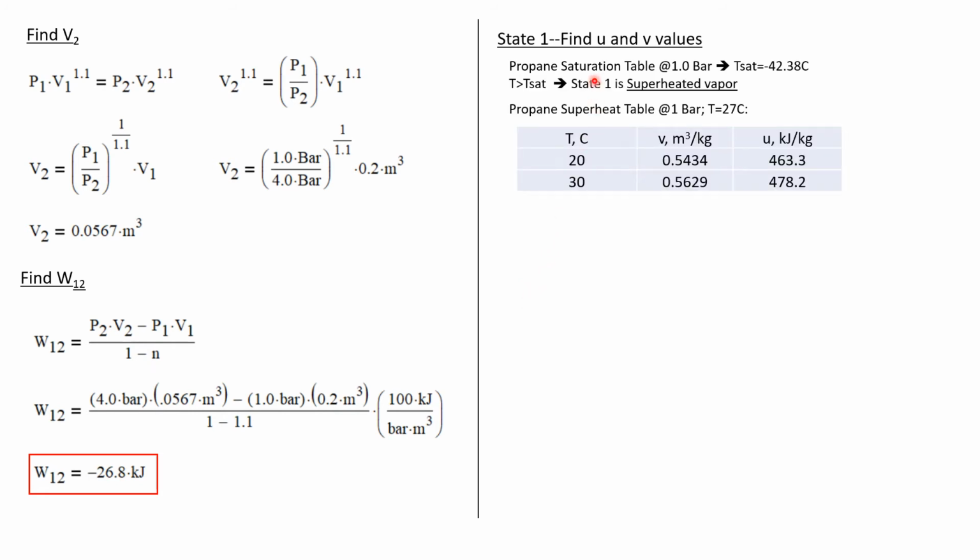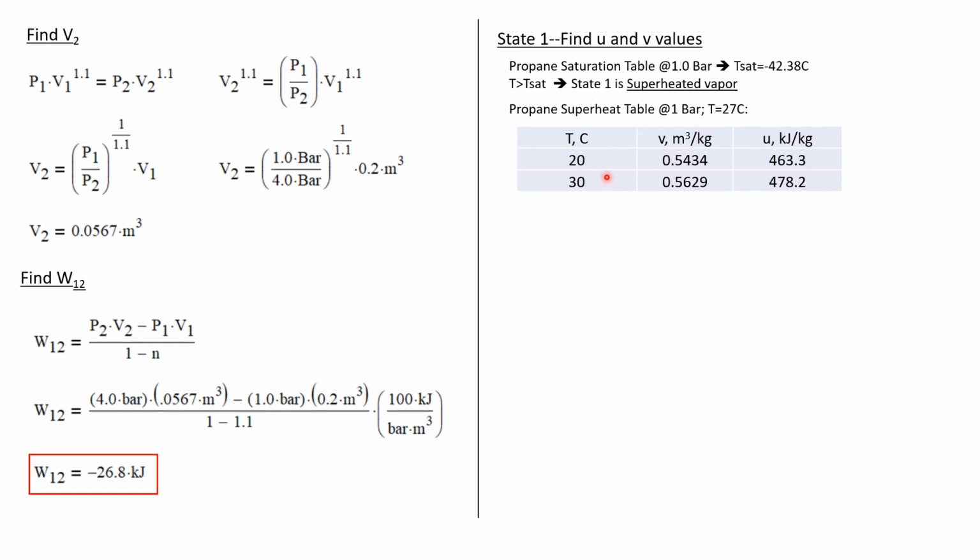Now we want to find the U values. For state 1, we're going to go to the saturation table at 1 bar. We find that the saturation temperature is minus 42 degrees C. But we have a temperature of 27 degrees C, which is greater than the saturation temperature. So we know that state 1 is superheated vapor. Let's go to the superheat table. State 1 is defined by pressure and temperature. It's 1 bar at 27 degrees C.